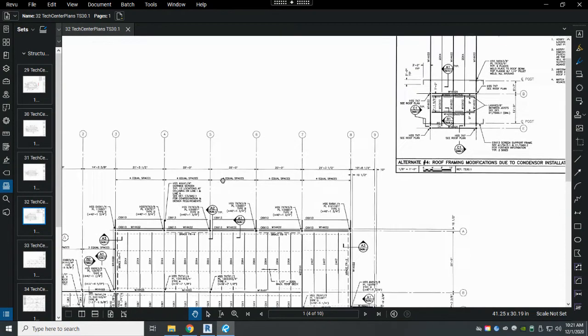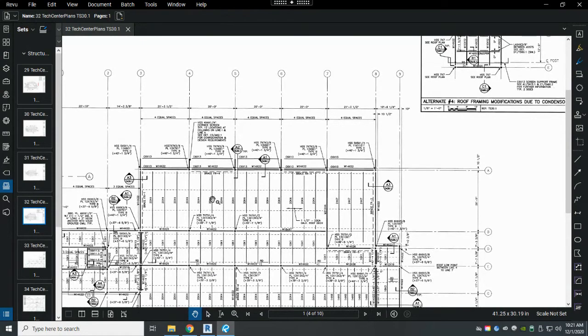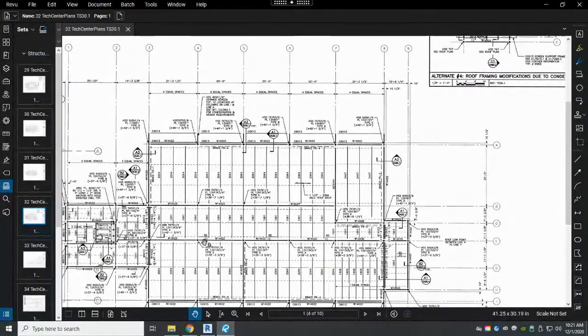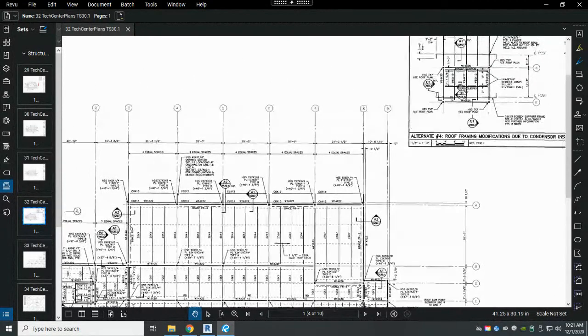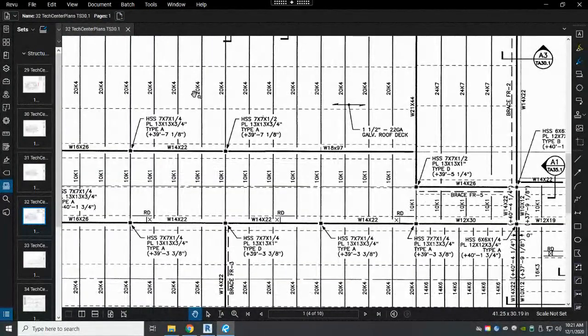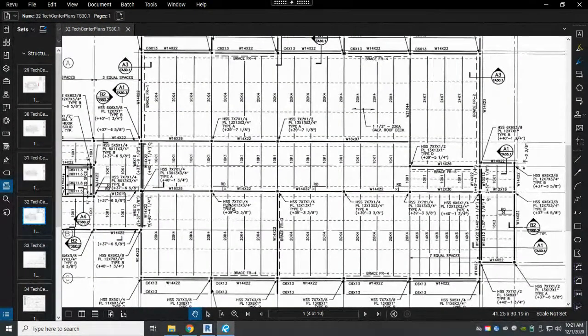Instead of having this basic layout for supporting just the roof structure alone, we have to beef up that section because it's going to be holding the weight of that condenser. So this is the replacement of that framing because we did choose to go with this alternate. That's what actually happened with the building. If we zoom in on these, we have a similar layout of where the framing goes, and the size of the K-series trusses varies based on their spans and their spacing.